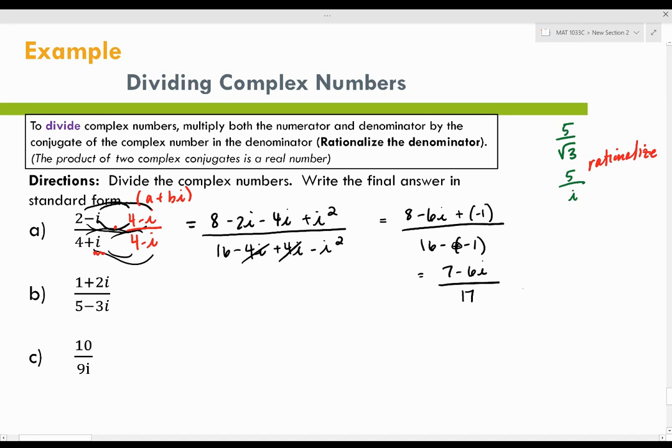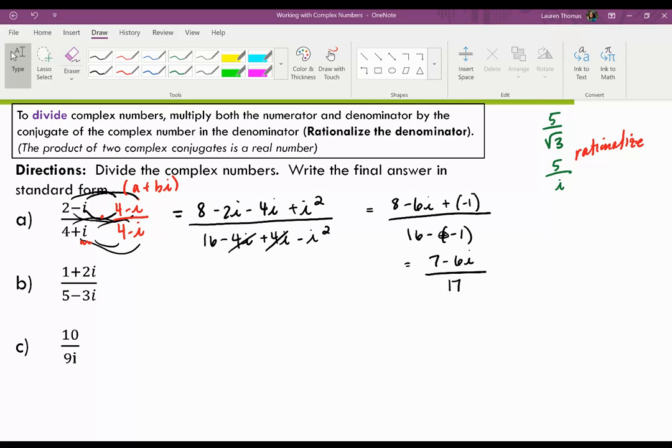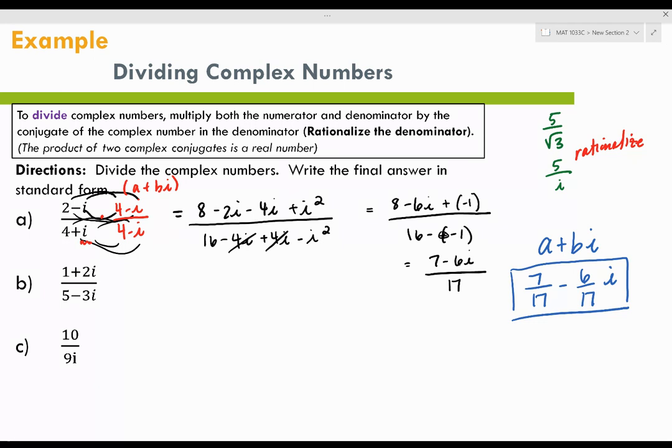Now, we can leave it like this, the way that it is, as a single fraction. But if, for example, you are prompted to tell them what the real and the imaginary parts are, so if you are asked to actually split the number apart, you will need to write 7 over 17 minus 6 over 17 i, okay? So be careful how they want the answer. If they want it split apart, the one in blue is the one you're going to be looking for. All right, let's try B.